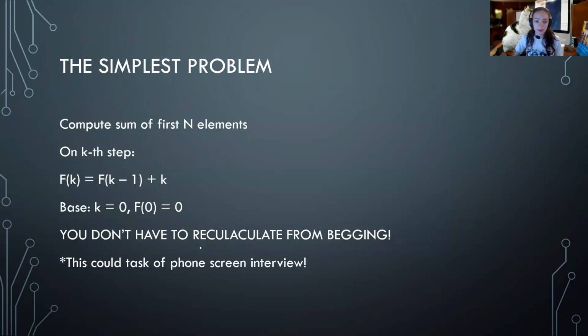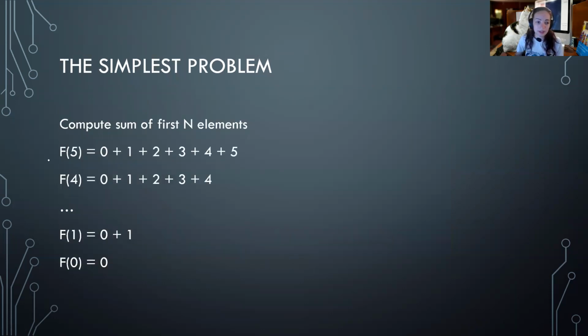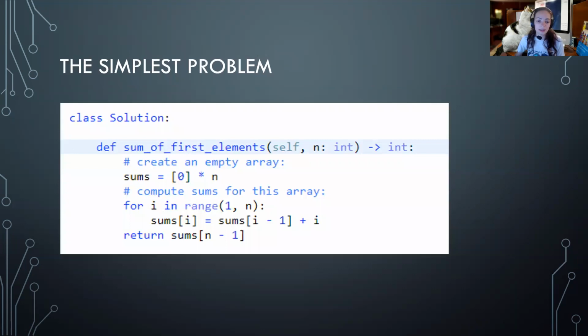So we return the result that will be f of 5, and it should be stored. It's stored in sums as the last element of sums.